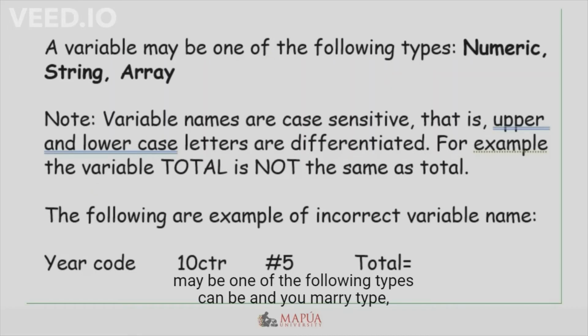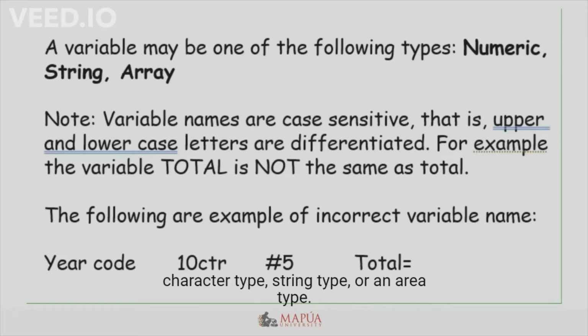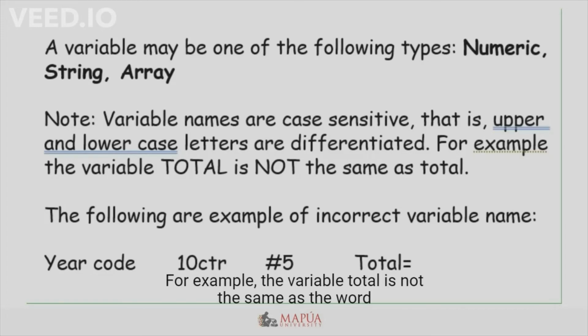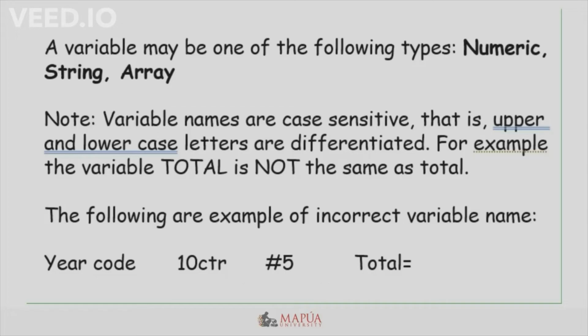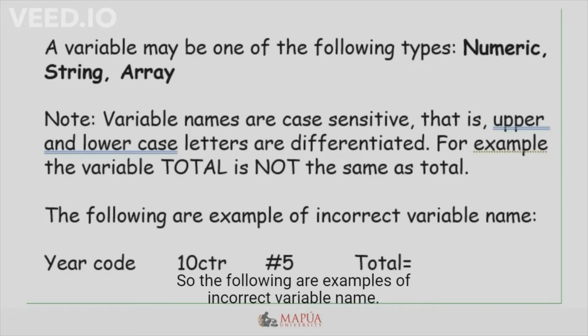A variable may be one of the following types. It can be a numeric type, a character type, a string type, or an array type. So take note, all variable names are case sensitive. That is, upper and lower case letters are differentiated. For example, the variable TOTAL is not the same as the word total with small letters. So the following are examples of incorrect variable names.